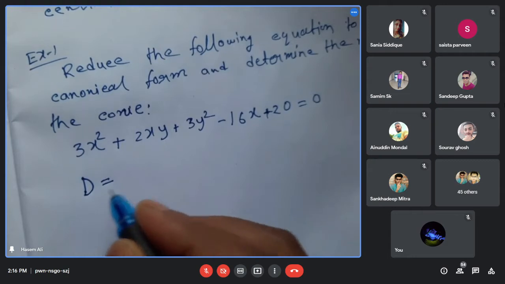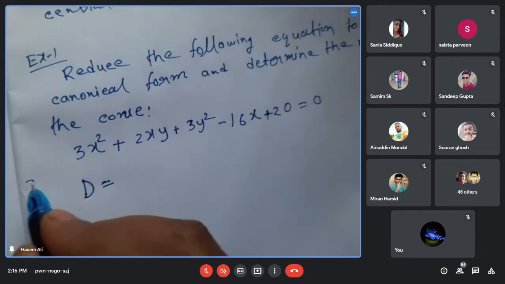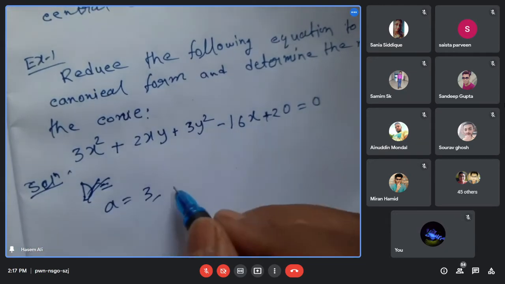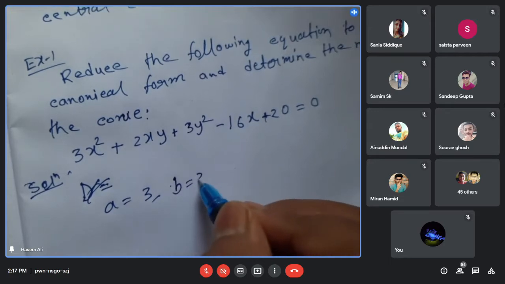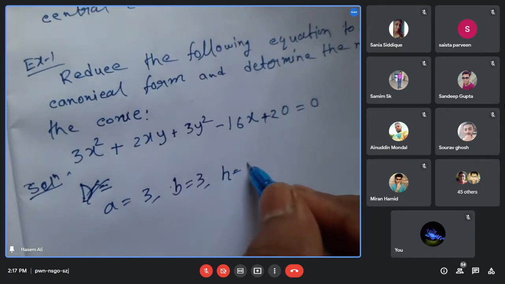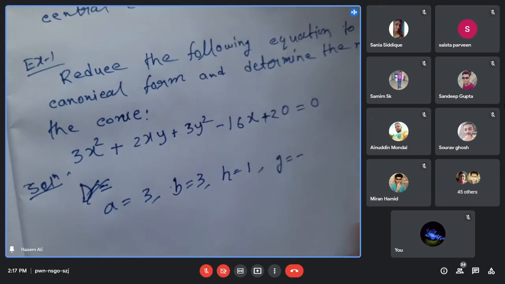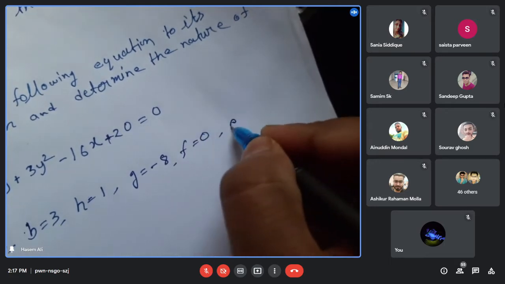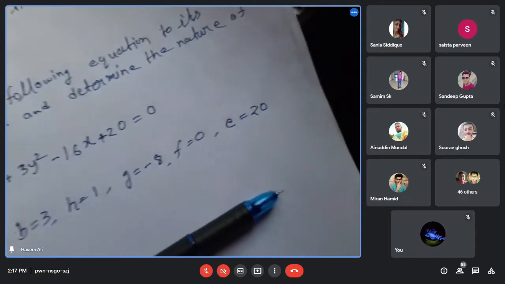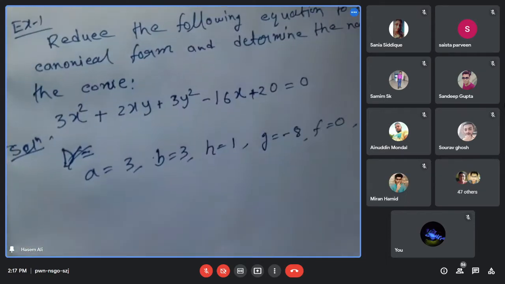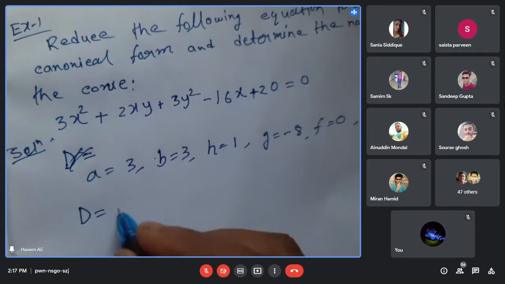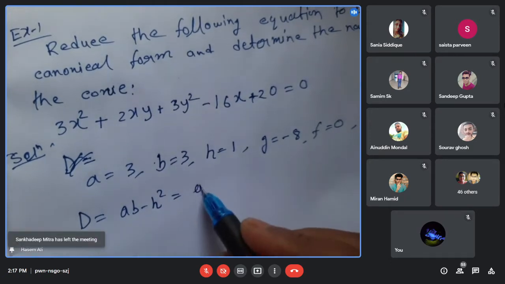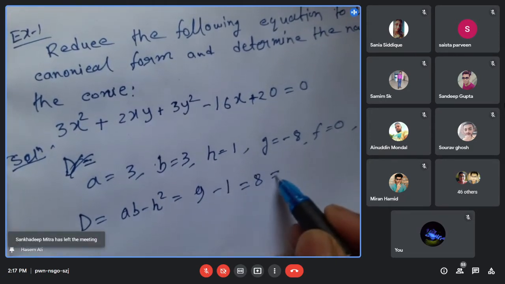D. What is D here? First, here A is 3, B is 3, H is 1, G is minus 8, F is 0, and C is 20. D equals AB minus H square. AB is 9 minus 1 equals 8, which is non-zero.